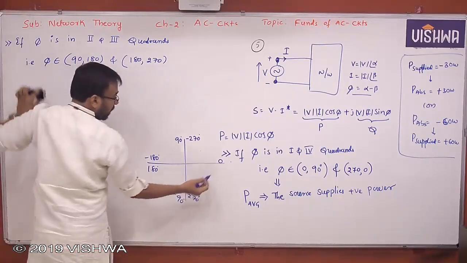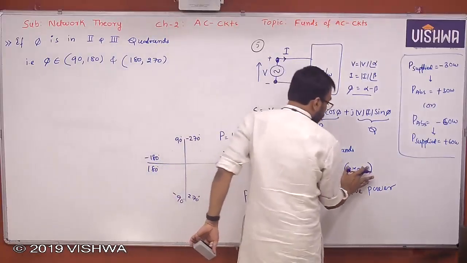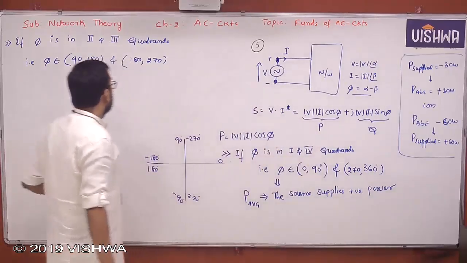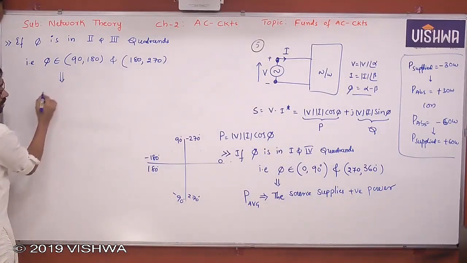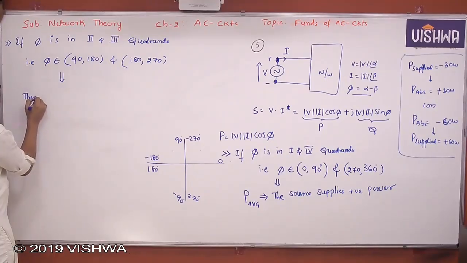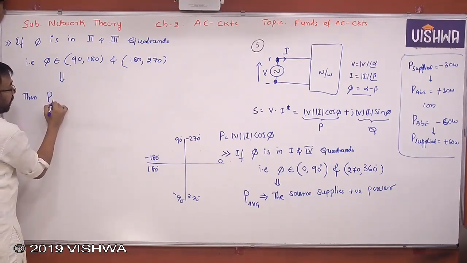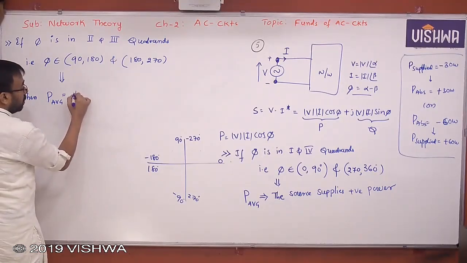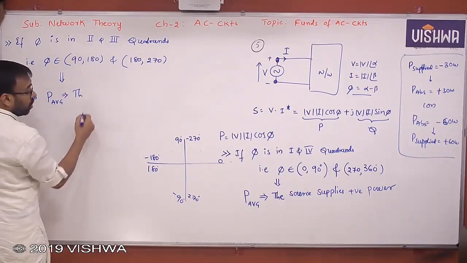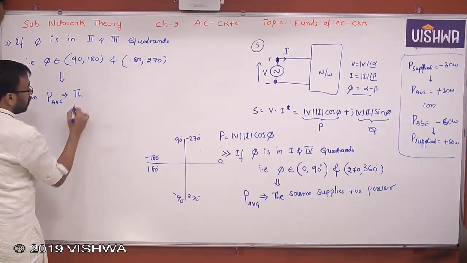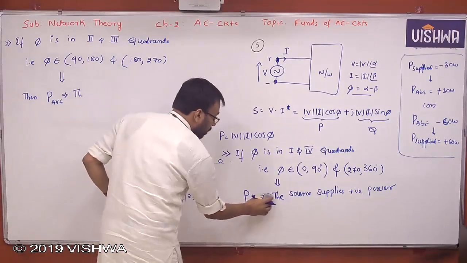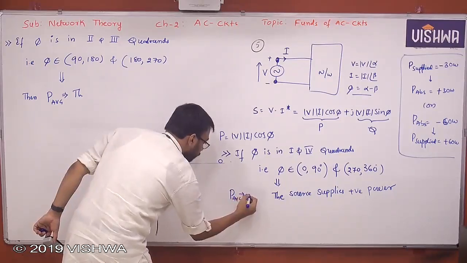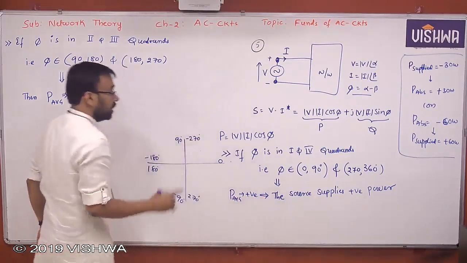Okay, this is 270 and 360. 0 is nothing but what? 360 only. 0 or 360 both are same. Yes or no? Now you can take then power, average power. What is that average power? Nothing but active power or real power. Now the source, okay, here you can say P average is positive. That indicates the source supplies the positive power.